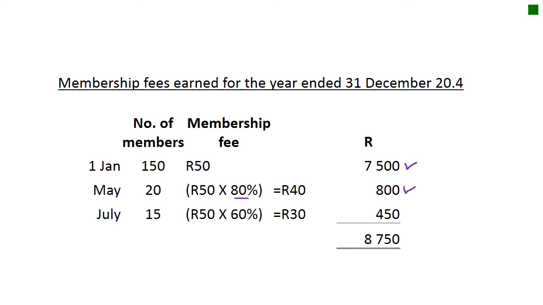And then in July, we had 15 members who joined. They only have to pay 60% of the membership fee. That means they pay 30 Rand each. 30 times 15 gives you 450 Rand. The total then is 8,750, which is the membership fee income earned for the year.